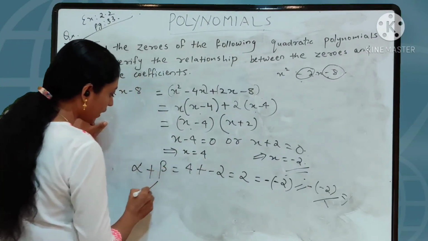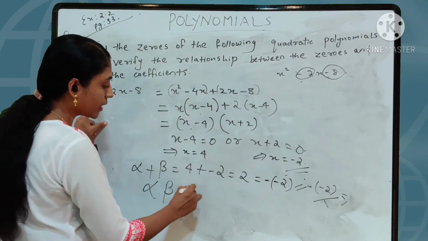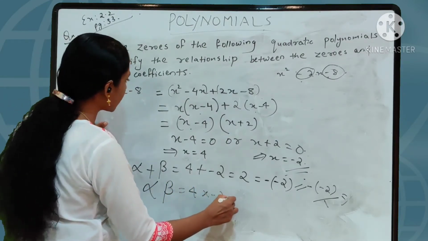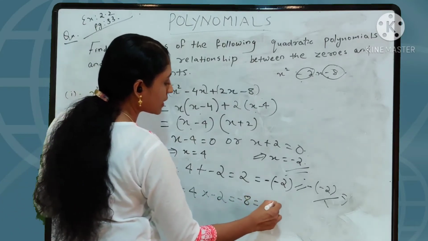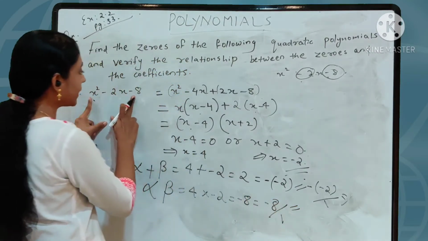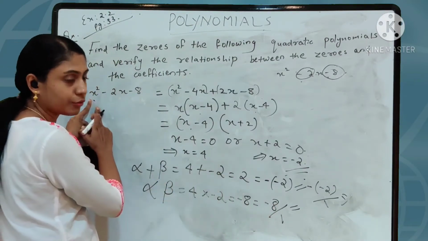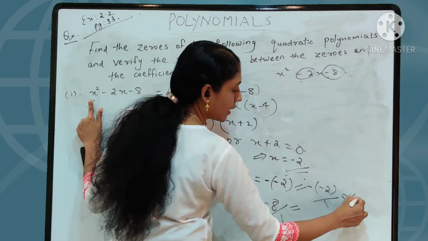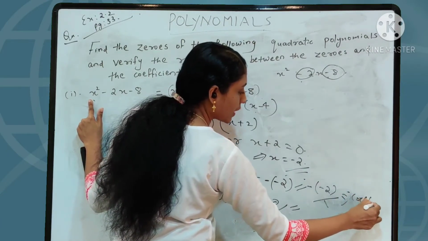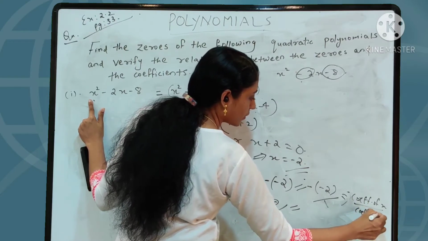And what about the product of these zeros? Alpha into beta is 4 into minus 2, which is equal to minus 8, which can be written as minus 8 divided by 1, which is nothing but c by a, that is, constant term divided by coefficient of x square.